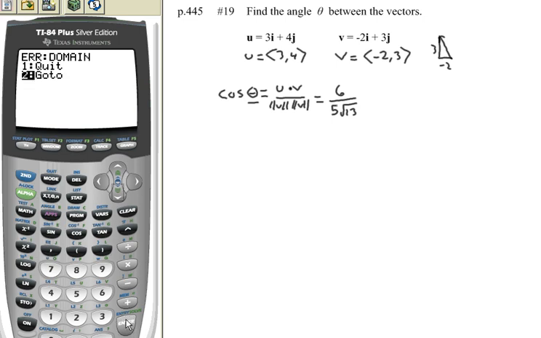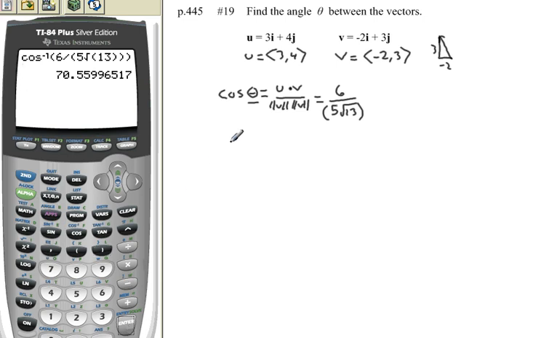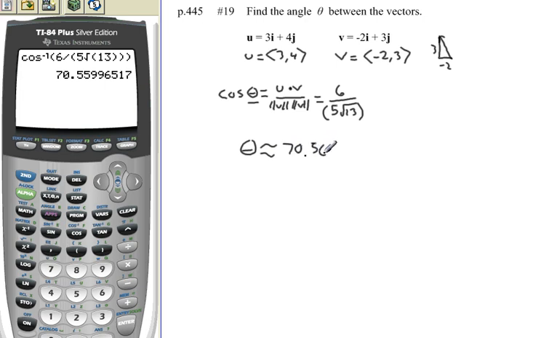Oh, and I got an error. What did I do wrong here? Well, I really need to say 6 over this whole quantity. So I'm going to put this quantity in parentheses. And how I really should type this in here is 6 over, in parentheses, 5 times the square root of 13. So if you ever get an error like that, double check, make sure it's 6 over that whole thing. If we do that, we get an angle. So theta is about equal to 70, let's say 0.56 degrees.